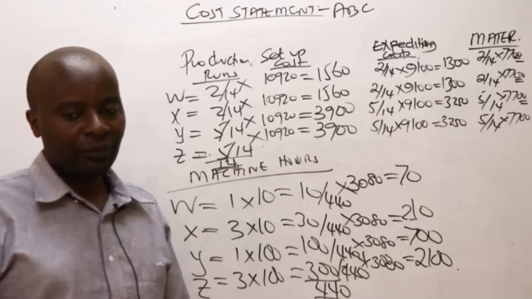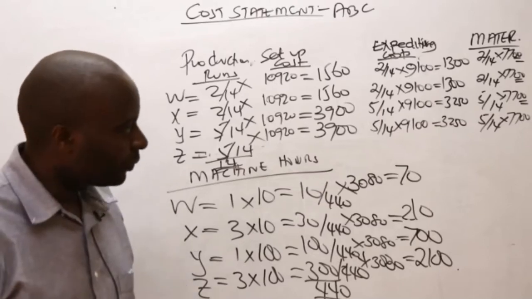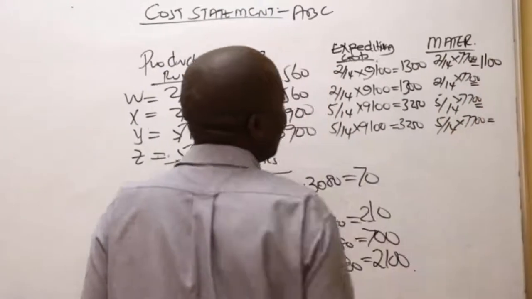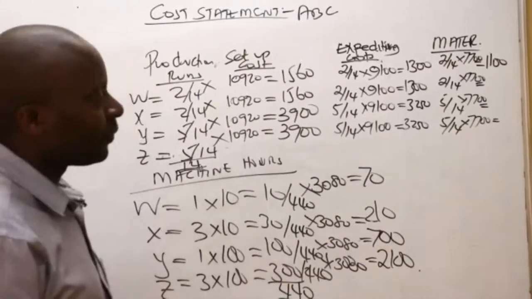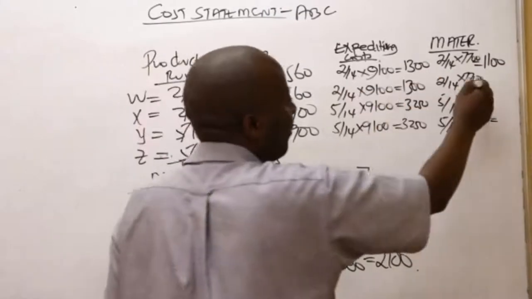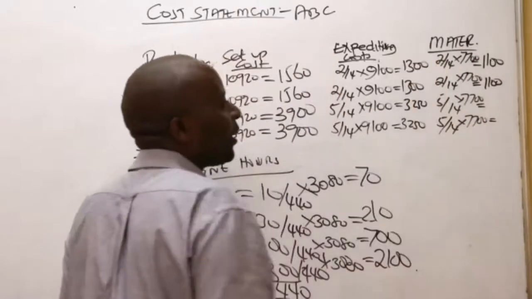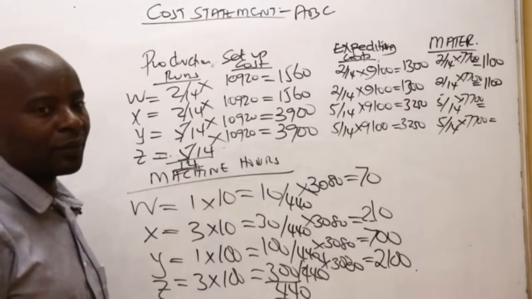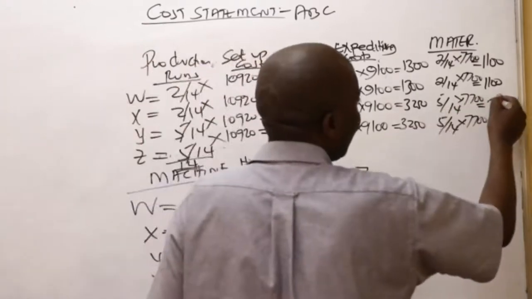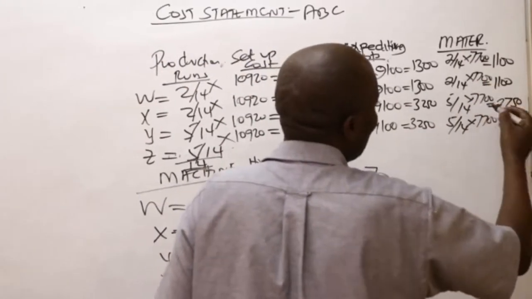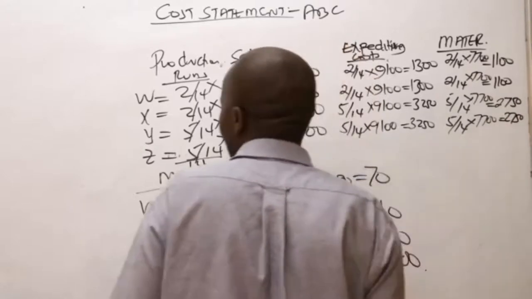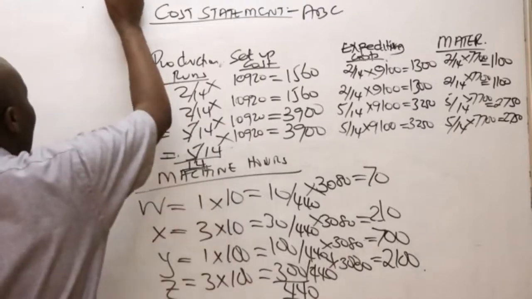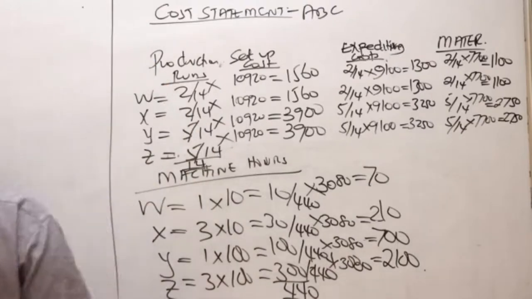The first one is 1,100. The second one? 1,100, the same. The third one? 2750. The last one will also be 2750. And that is it. So come and give us our cost statement.